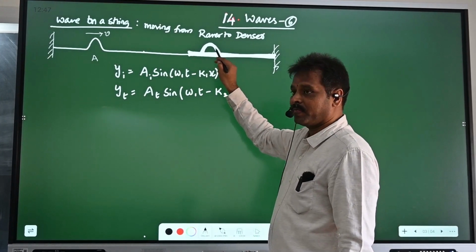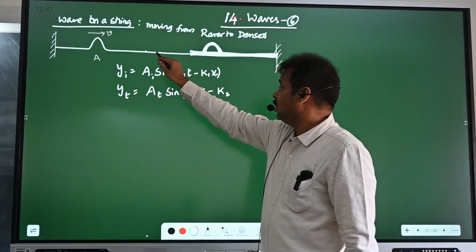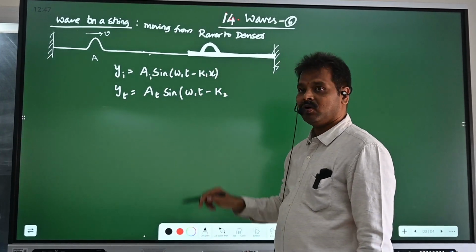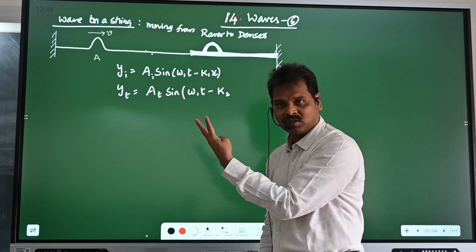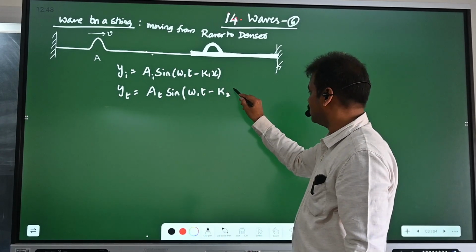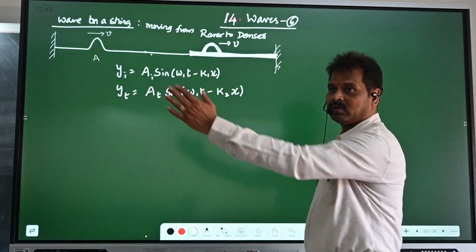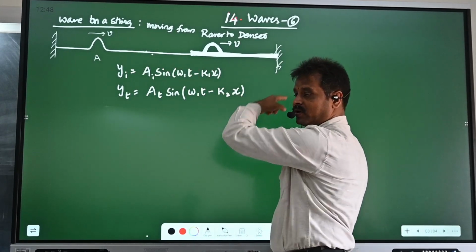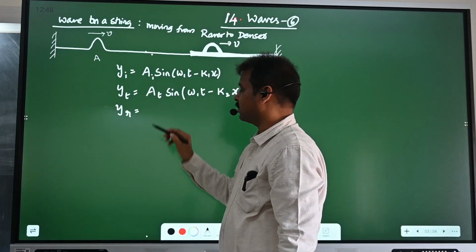This string is different from this one. So the string has changed. Whenever the medium changes, speed changes, and wavelength changes. Speed changes, so k also changes. But is it moving in the same direction or a different direction? This is along the positive x-axis, and this is along the positive x-axis. Then what about Y reflected?